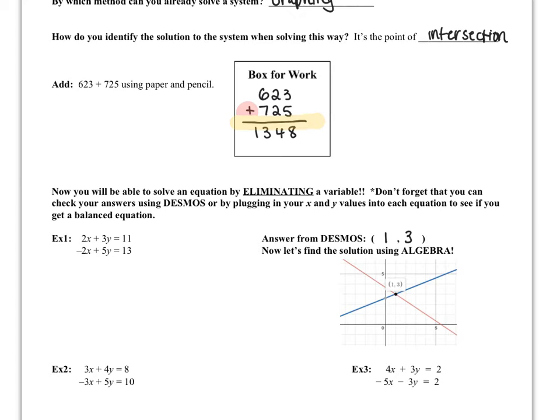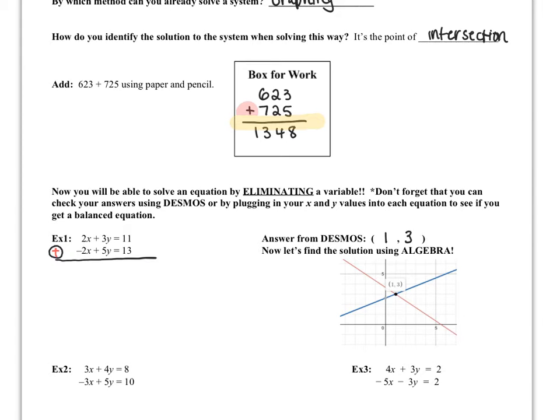So my goal is to get a variable to eliminate, meaning I want to make it 0. What I can see in example 1 is that I have a 2x and a negative 2x. And so if I were to add these two terms together, they would make 0. So what I'm going to do is draw my line below my two equations, similar to how I drew a line when I added 623 and 725. The next thing I'm going to do is put a plus sign. I like to put a little circle just to remind myself that it's off to the side, and I'm going to put a plus sign in there.